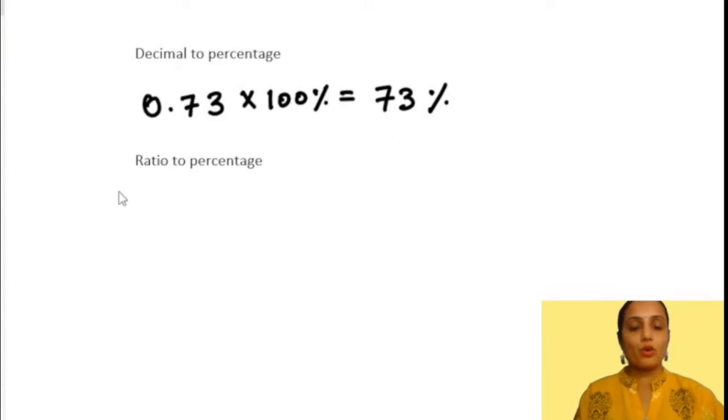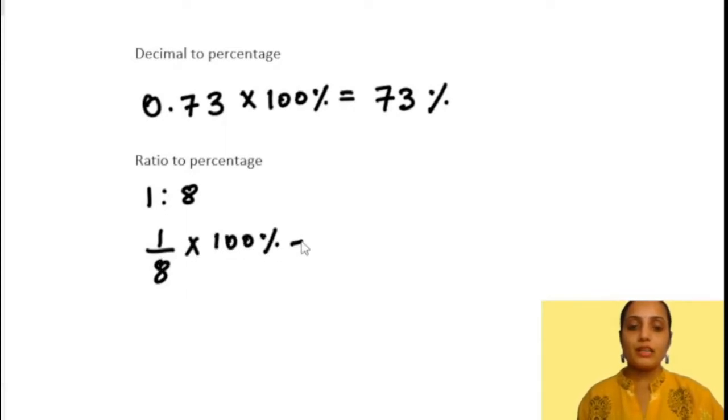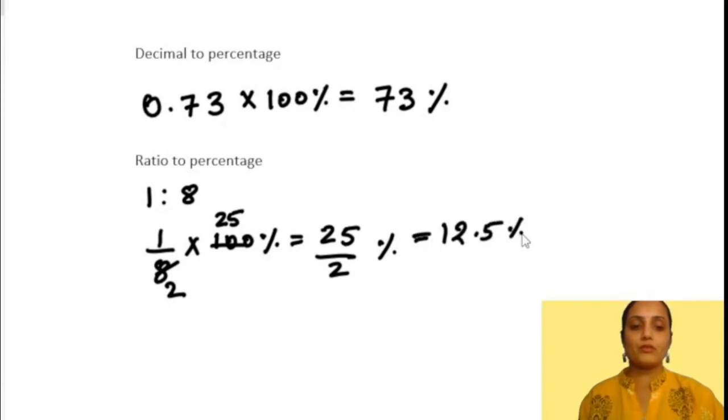So the next we'll be seeing is converting ratios to percentage. To take a ratio to percentage, let's take the example 1:8. This is a ratio. Now we will write it in terms of a fraction. So let's write 1 divided by 8. And now the process becomes the same as fractions. We will multiply it with 100%. Now this will give us 2 times 4, 2 times is 8 and 4 25 times is 100. This gives us 25 by 2%, which is also 12.5%.